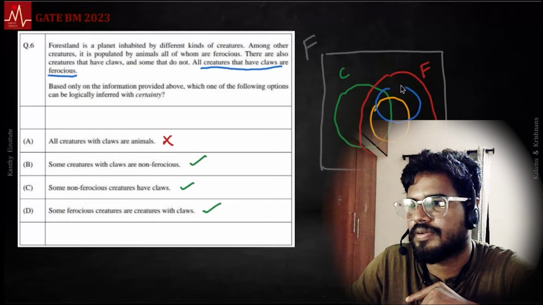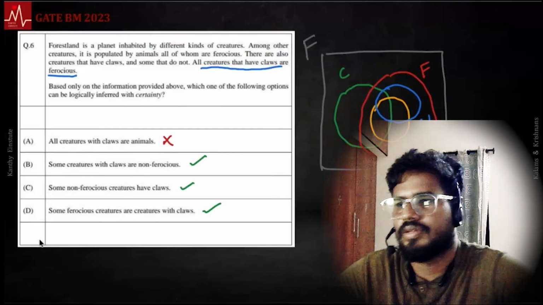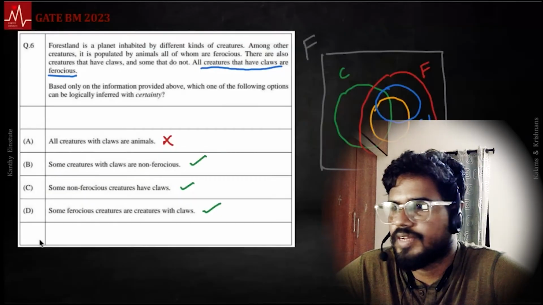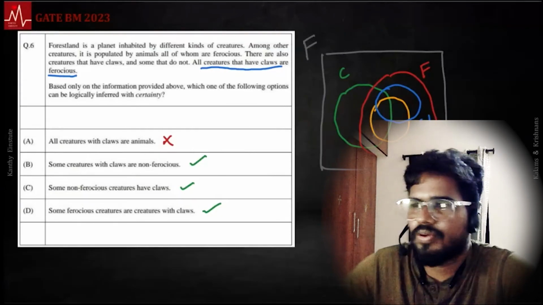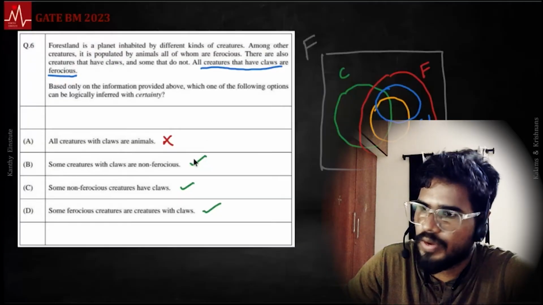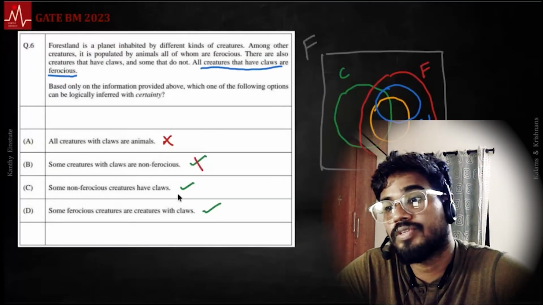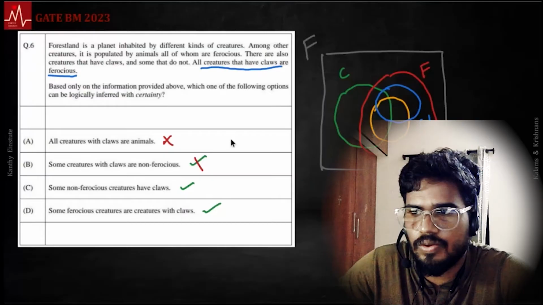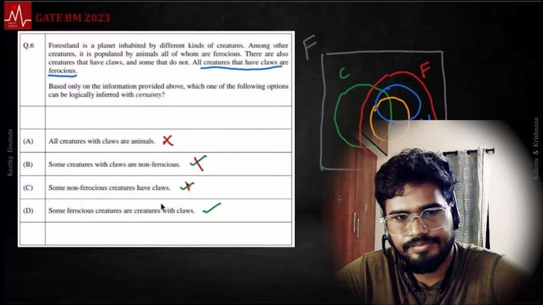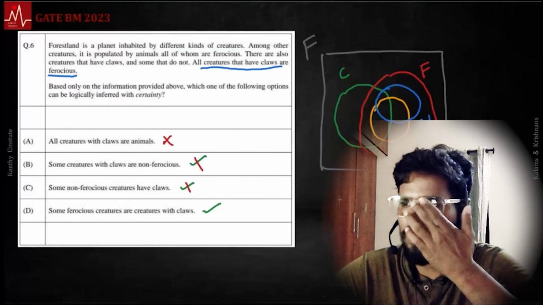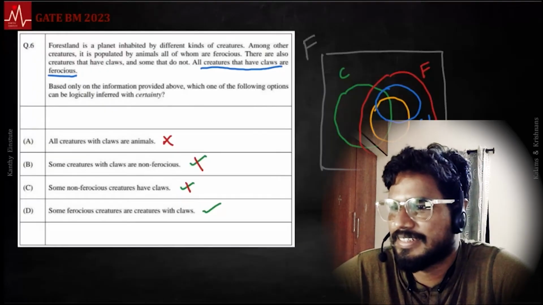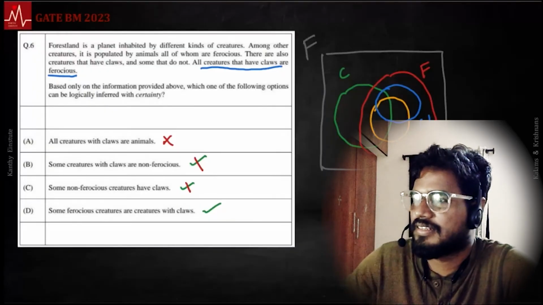Let's draw it here. Some creatures with claws are non-ferocious. Rolled out. Some non-ferocious creatures have claws. Rolled out. So we got back from the void. Great.